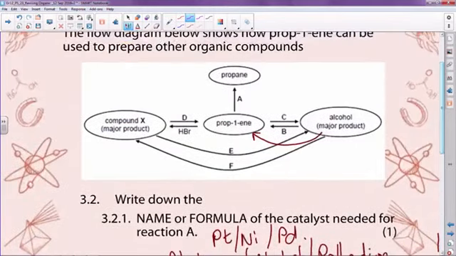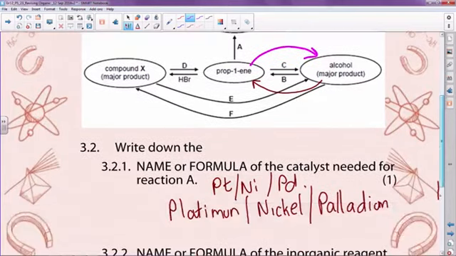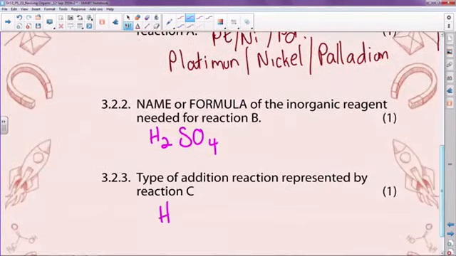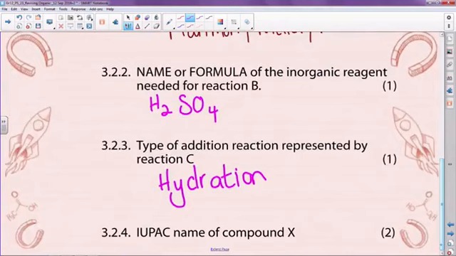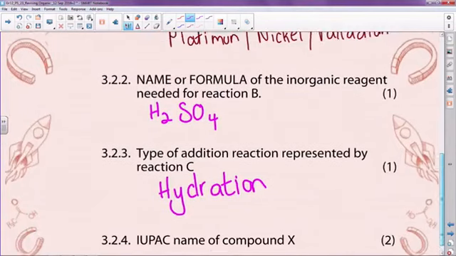So reaction C, I'm going from an alkene to an alcohol. I'm adding OHs to it. The only way that can happen is by adding water. So this is known as hydration. Then they say give the IUPAC name of compound X.